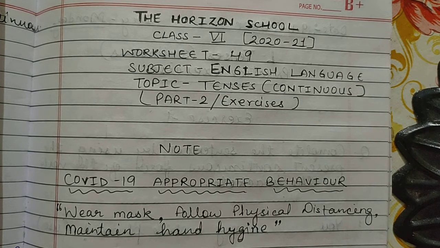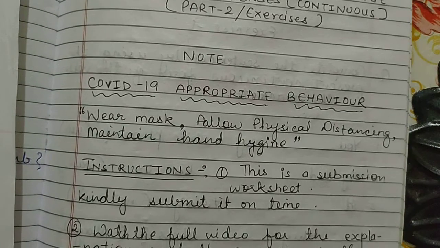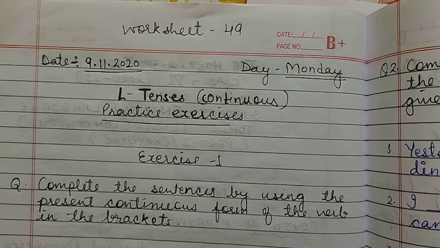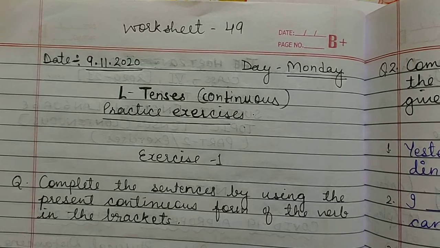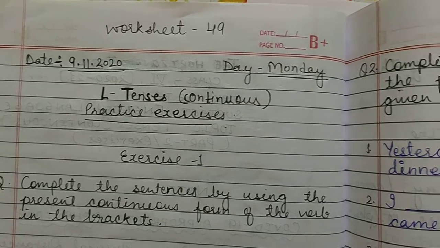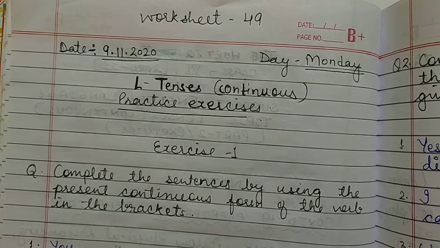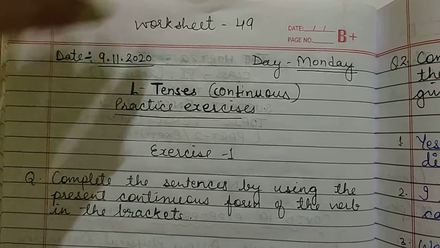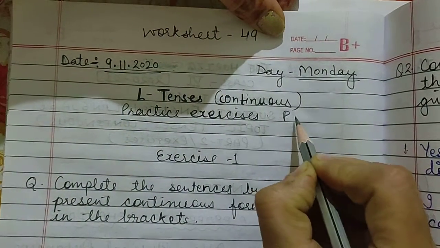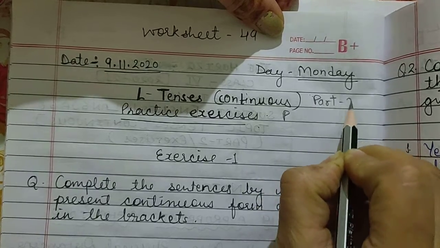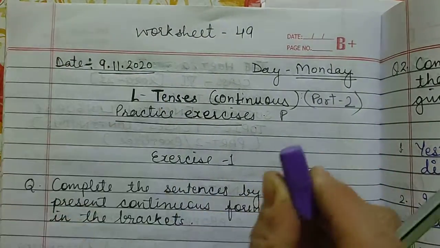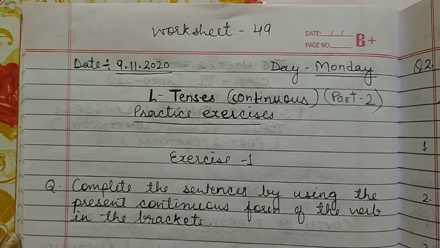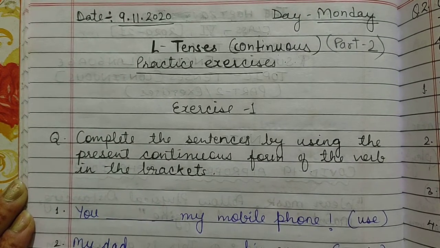Now let's begin the video for today. This is your submission worksheet and you will be submitting this worksheet on the given date. Before starting your worksheet, you will put the worksheet number, date and day, and also the lesson name, tenses, and in brackets I have written continuous. This is your practice exercise of these tenses. You can also write part 2 here. I have written it in the introduction, but here I have not written anything, so you can add part 2 to this worksheet before doing it in your notebooks.